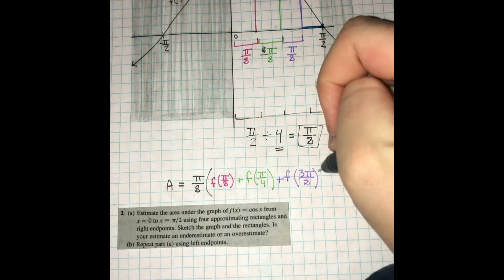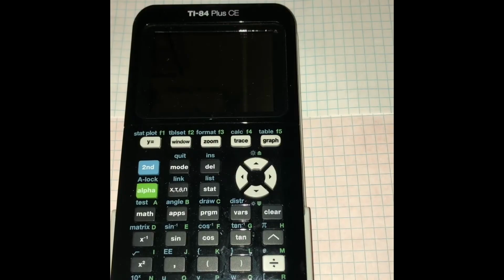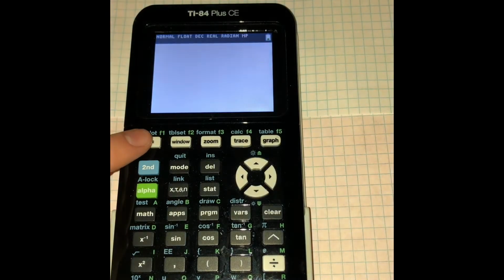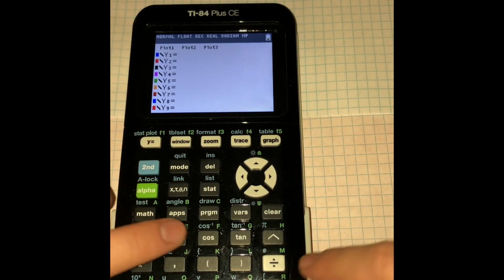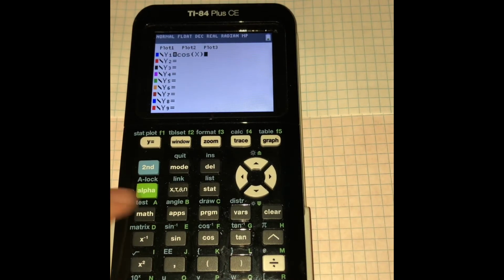This means that pi over 8 times f of pi over 8 plus f of pi over 4 plus f of 3 pi over 8 is our final area approximation for the graph of cosine x on the interval 0 to pi over 2. Now we are able to plug in our area function into our calculators using the following procedure. Go to the y equals menu and enter cosine x as your y1 equation.